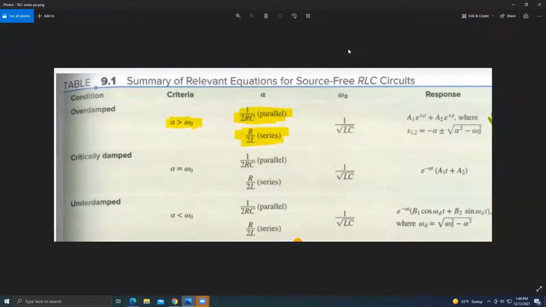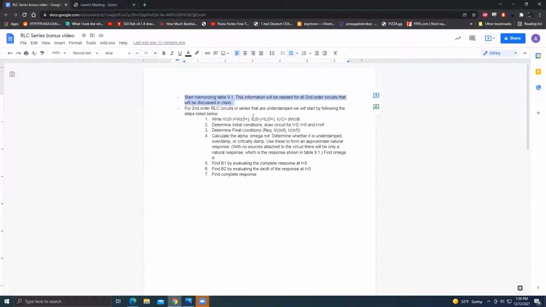I am sure Dr. Peak by this point has shown you this table, and it is very important for you to memorize. These are all the relevant equations that you'll be using to solve RLC circuits going forward with the class. And while I understand that you might not have it memorized at this point, you should strive with every problem to continue to memorize this table. So we will be referencing this table as we move forward to solve the problem.